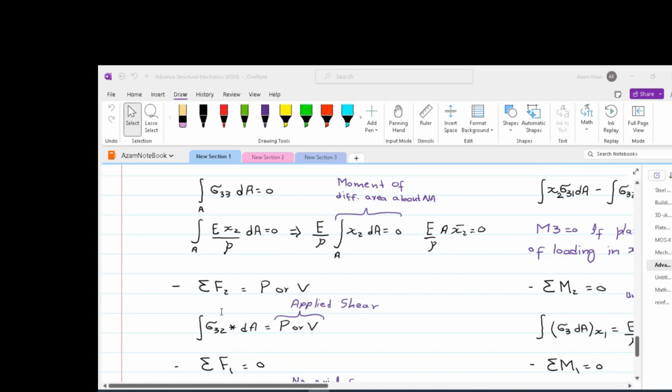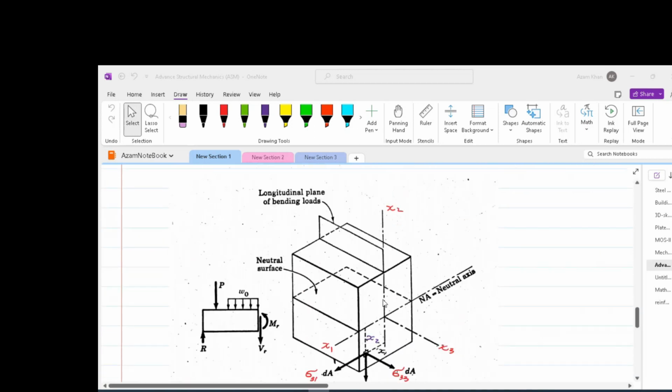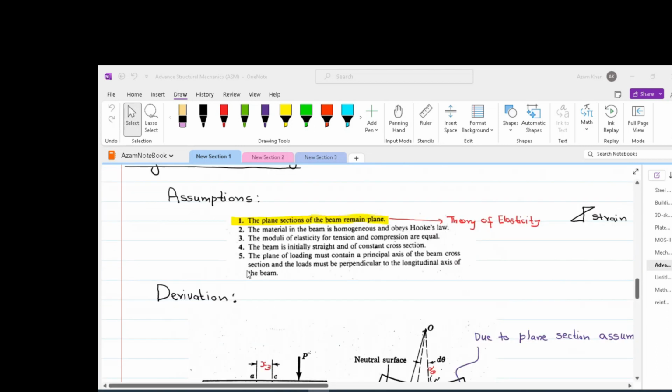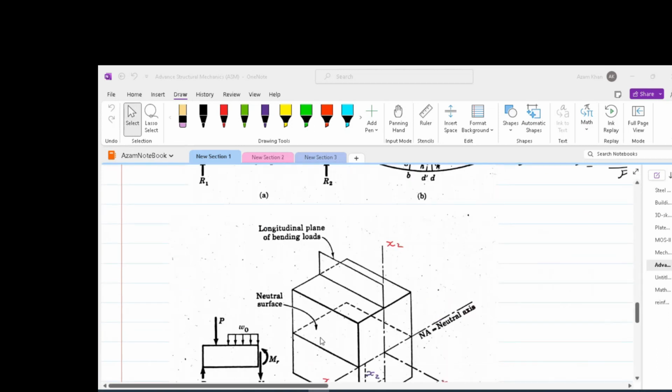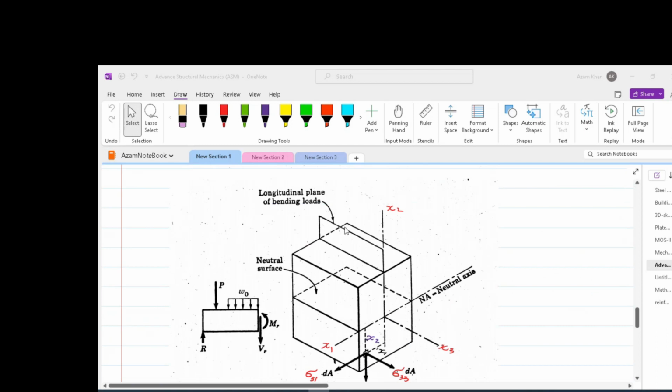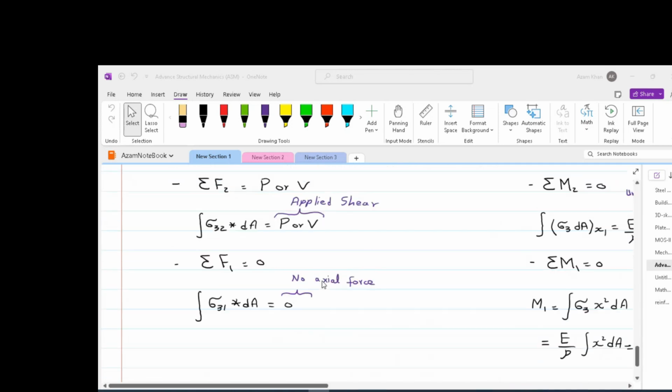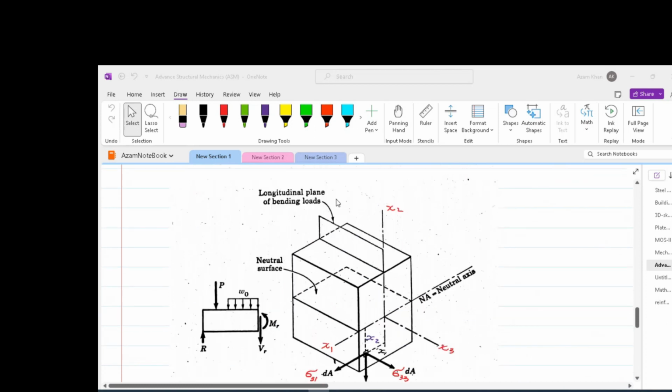Now let us consider the second force equation, which is summation of F2 is equal to some applied load. F2 are all the forces which are in x2 direction, and we have already discussed in the assumptions that loads are applied only in the loading plane, which is this x2 x3 plane. So if the load is applied in this plane, then we again have the external force equal to the internal force.